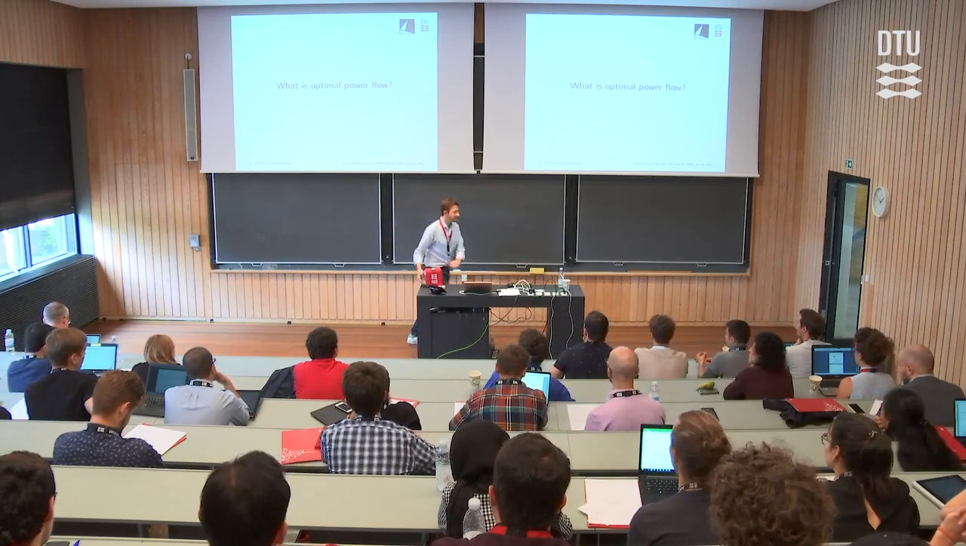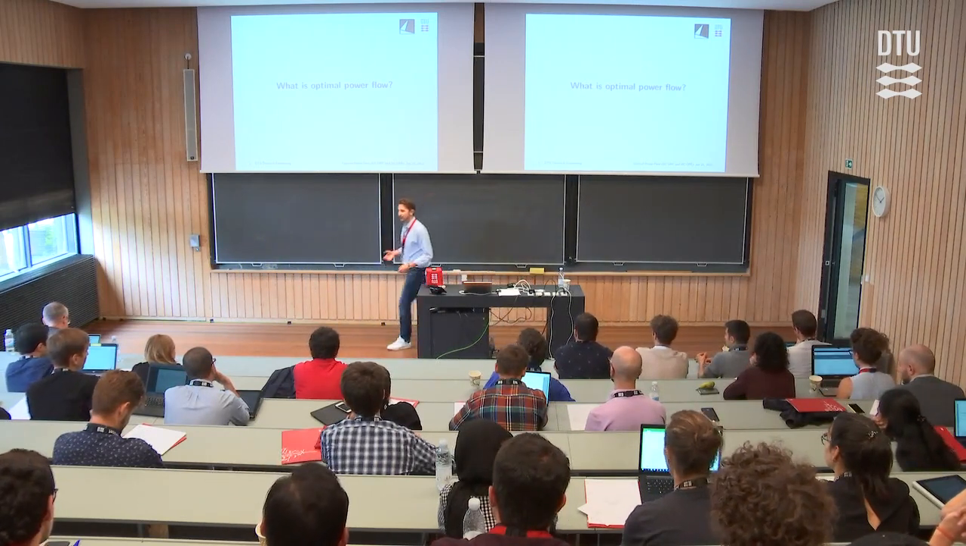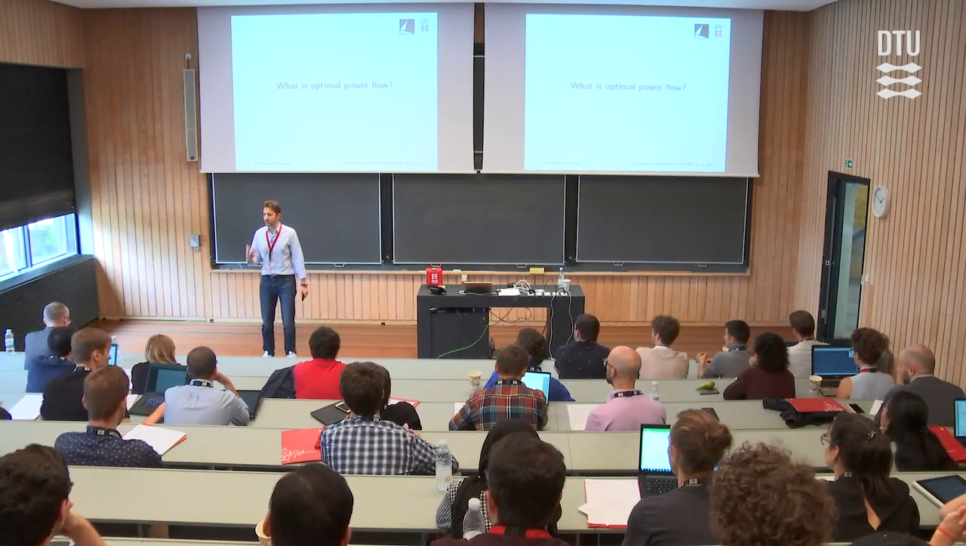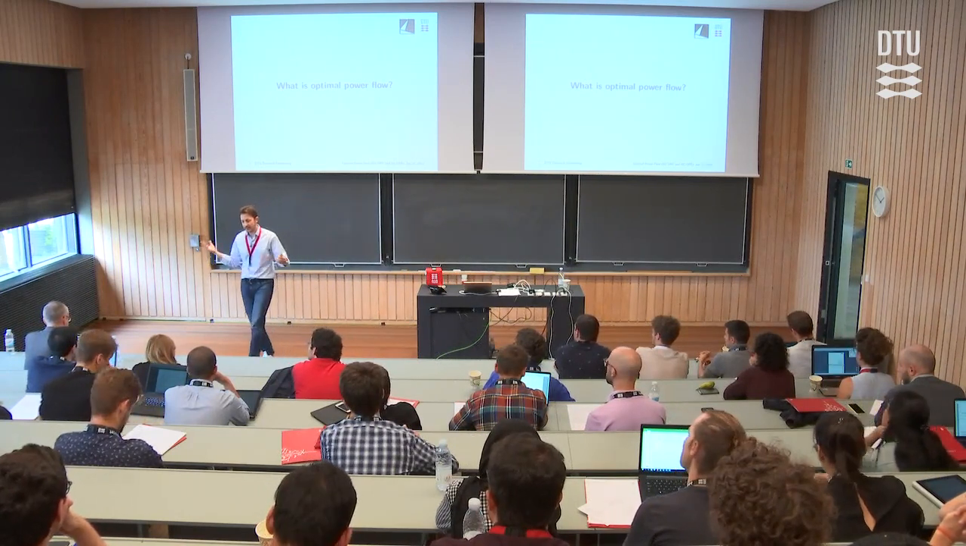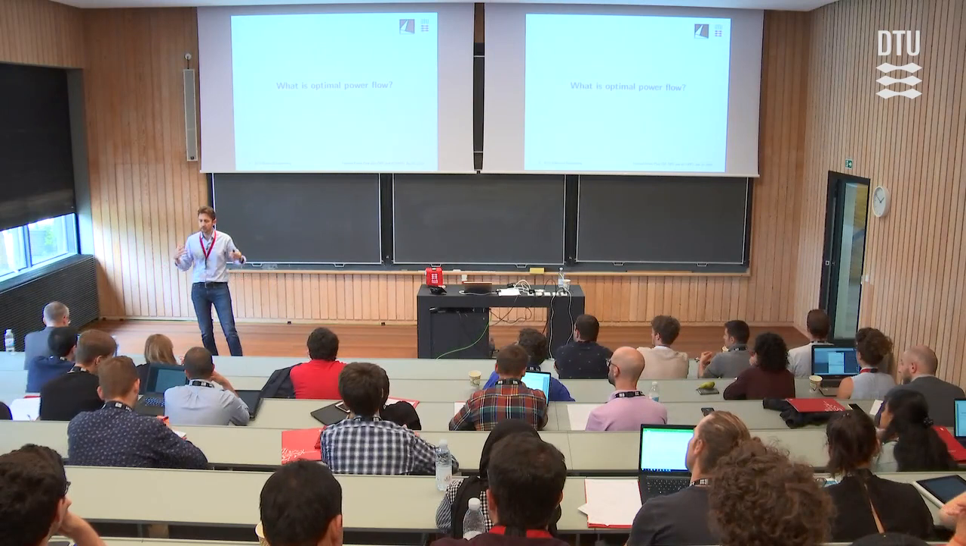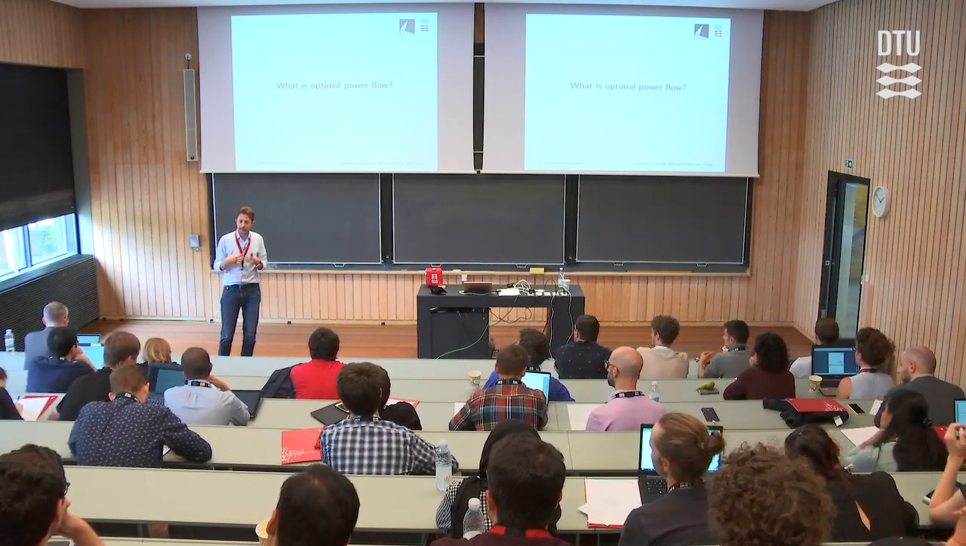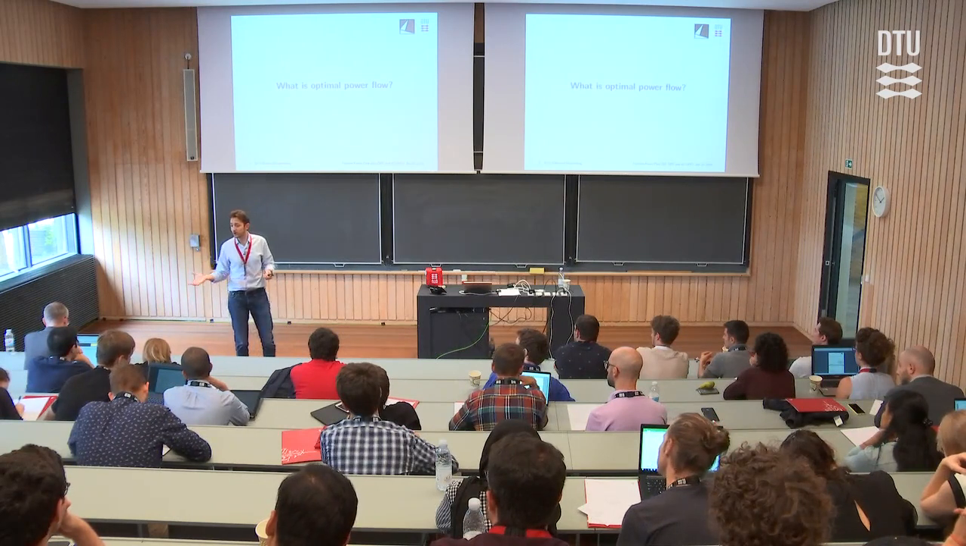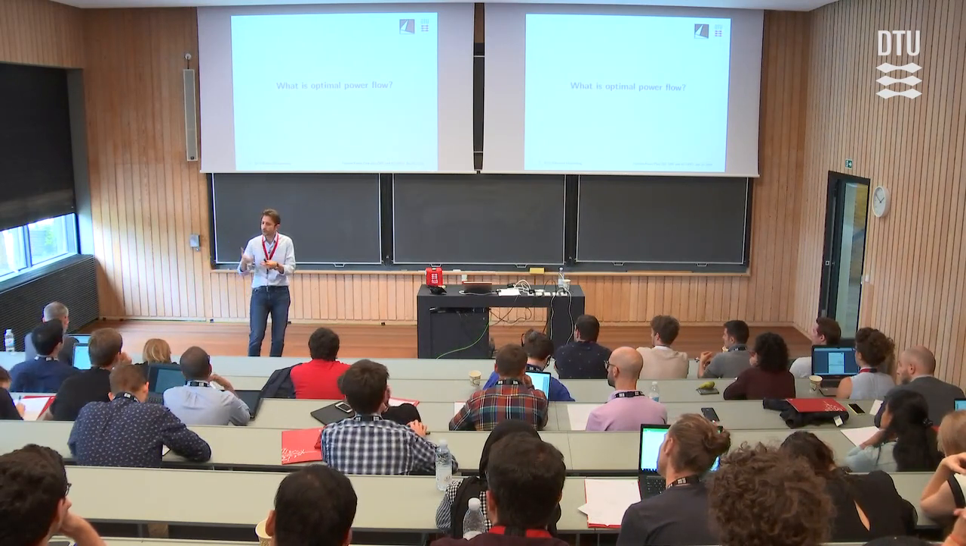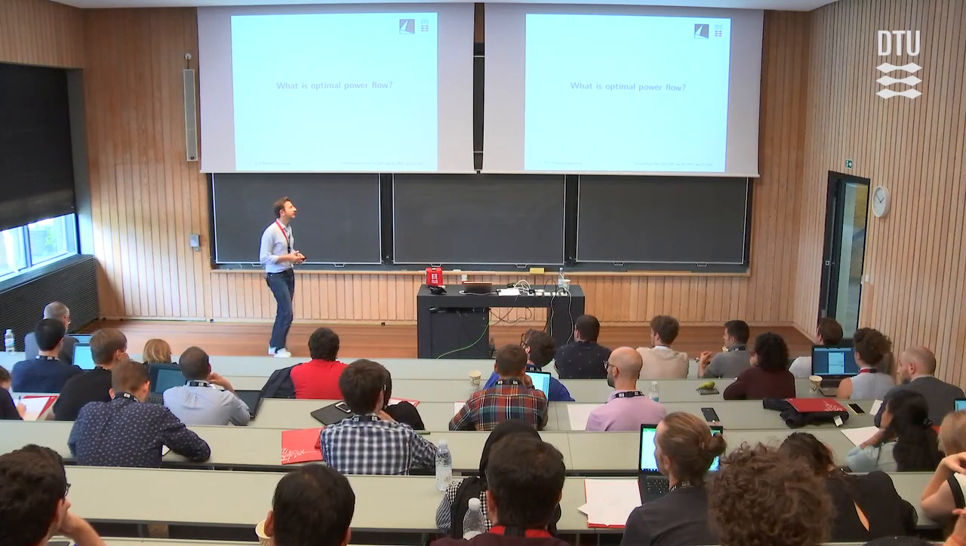Okay, let me formalize that a bit more. Optimal power flow is an optimization problem. We can optimize many different things. With optimal power flow, what we're doing is we have an objective. We try to achieve that objective, for example, minimize costs or minimize losses, subject to the network constraints that you said, right?